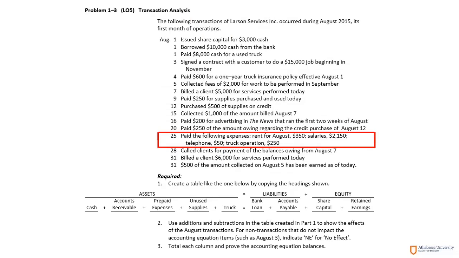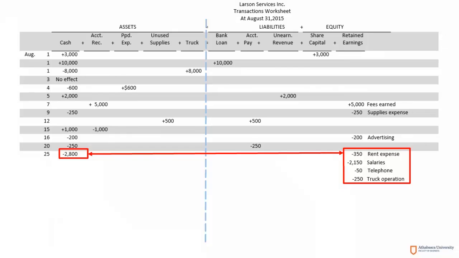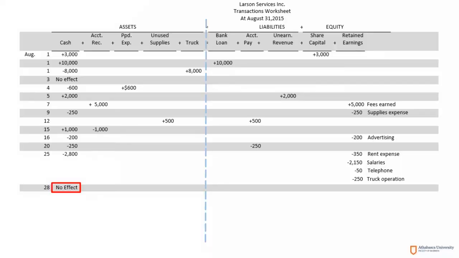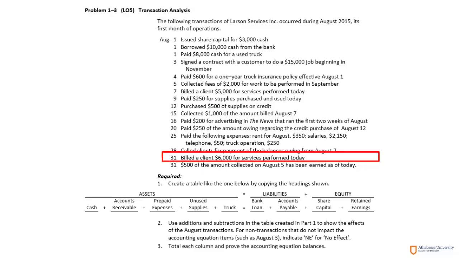On August 25th, several expenses were paid. Cash decreased by a total of $2,800 because of expenses. Expenses cause equity to decrease. On August 28th, clients were called regarding outstanding balances from August 7th. This is not a financial transaction. Clients were called, but no financial exchange took place.